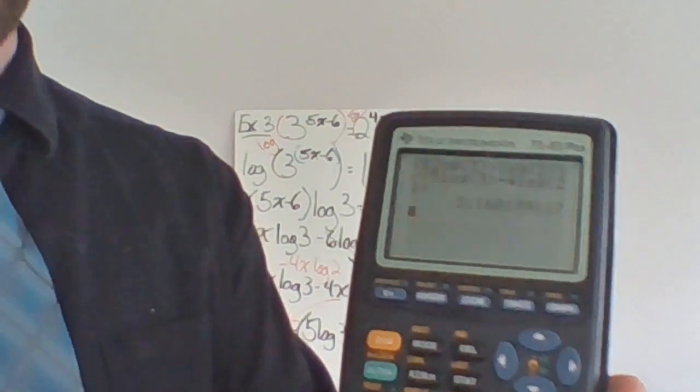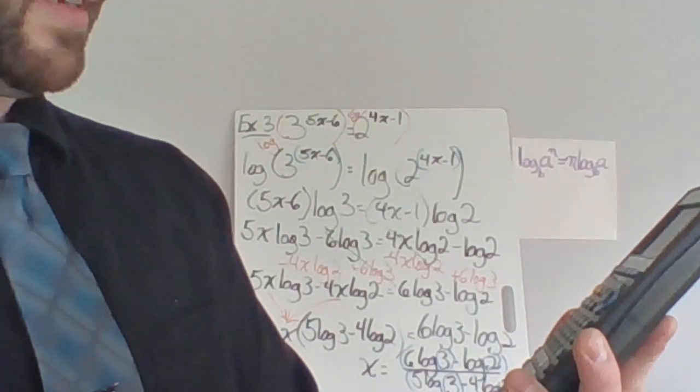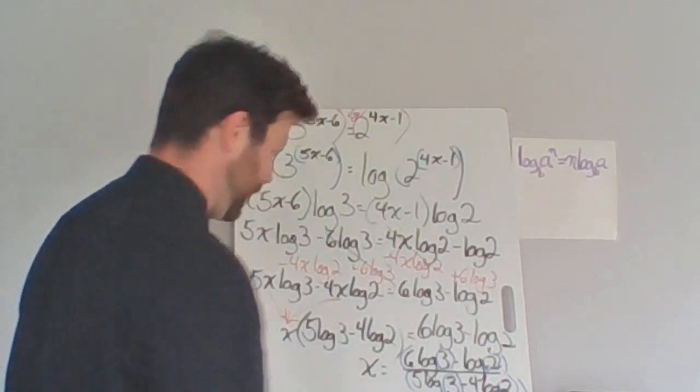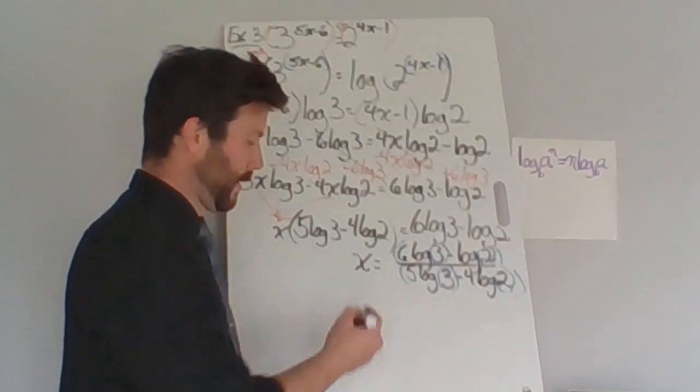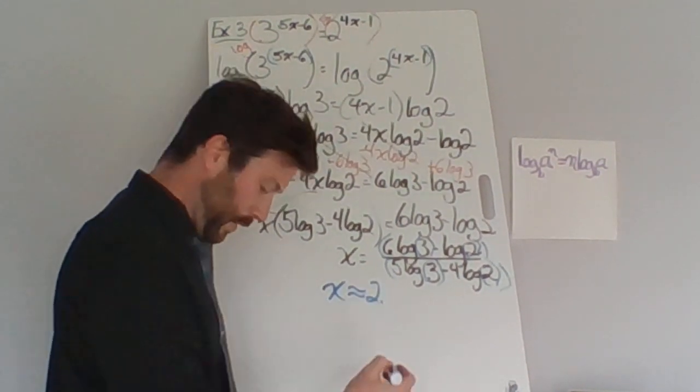Okay, and then we press equals, and we get about 2.168. Is that right? Yep, 2.168. So x is approximately equal to 2.16.